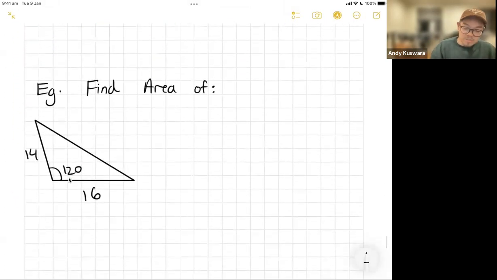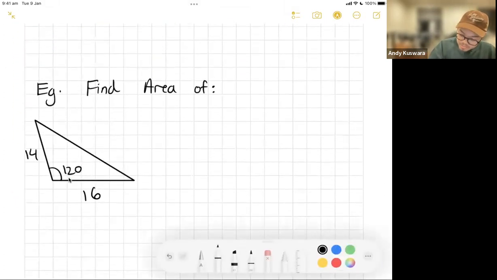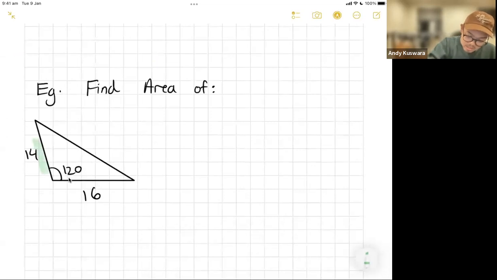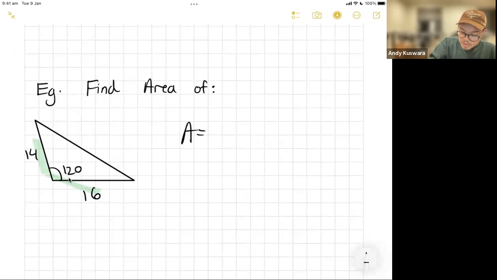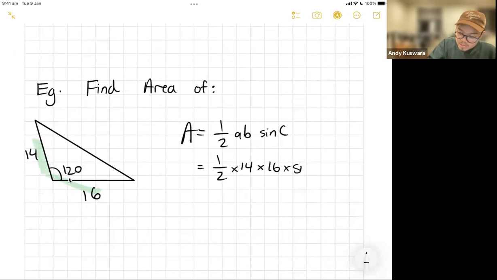So I've got an example here. Find the area of. Now here I'm looking, and I've got a side, and I've got my included angle. So that's kind of my hint that, okay, I'm probably using area equals half AB sine C. And so my A, I can make it 14 and 16. The A and B doesn't matter too much. The most important is that it's sine of my angle on the inside. And that should give me my answer. Let's see if I've got something nice.